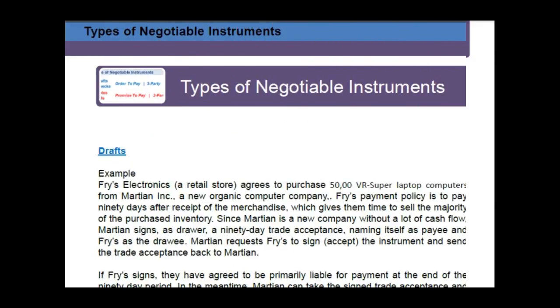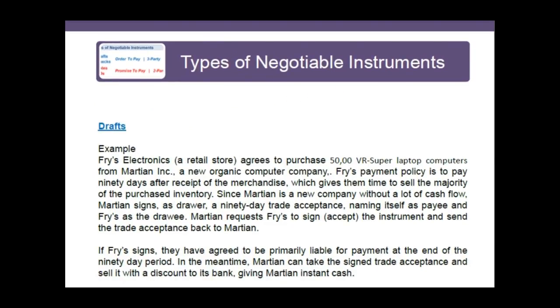An example of a draft is Fry's Electronic, a retail store, agrees to purchase 50,000 super laptop computers from Martian Inc., a new organic computer company. Fry's payment policy is to pay 90 days after receipt of the merchandise, which gives them time to sell the majority of the purchased inventory. Since Martian is a new company without a lot of cash flow, Martian signs, as a drawer, a 90-day trade acceptance, naming itself as payee and Fry's as the drawee. Martian requests Fry's to sign and accept the instrument and send the trade acceptance back to Martian.